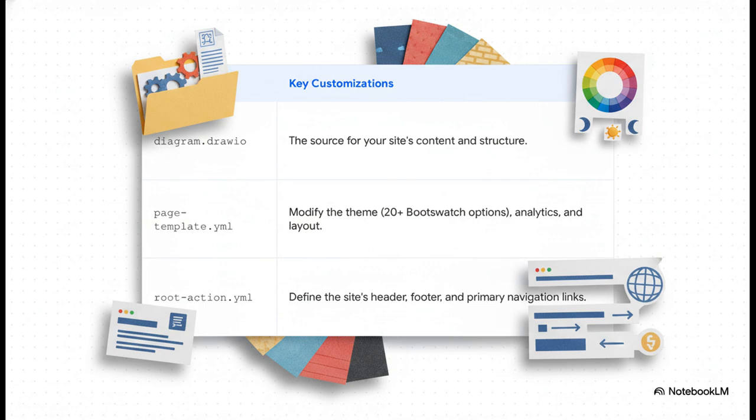Your diagram.drawio file, that's the heart and soul of your content, and we'll talk more about that in just a second. The page-template.yaml file is basically your design studio. You can switch between over 20 professional themes just by changing a single word. And then you have root-action.yaml, which handles the big picture stuff, your website's header, the footer, and the main navigation links. It's an incredibly simple yet powerful setup.